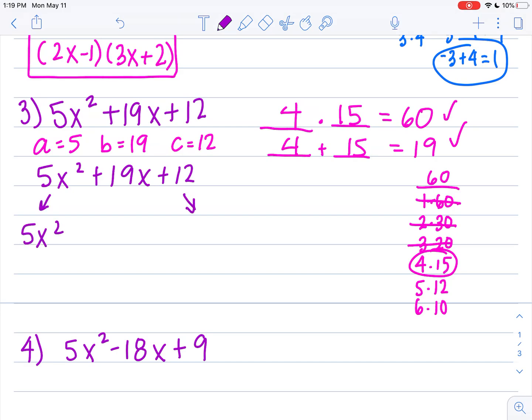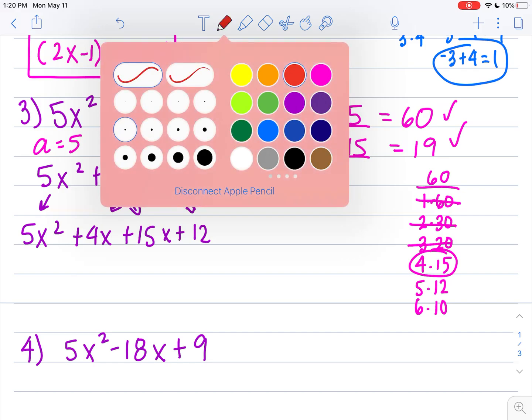We're going to bring the first term down. We're going to bring the last term down. We're going to split the middle into whatever we got here and just put x's on the end. So we have a positive 4x and a positive 15x. By the way, it doesn't matter which way you write it. So let's say you wrote 15x plus 4x, you're still going to get the same answer. Okay, so you could switch those around.